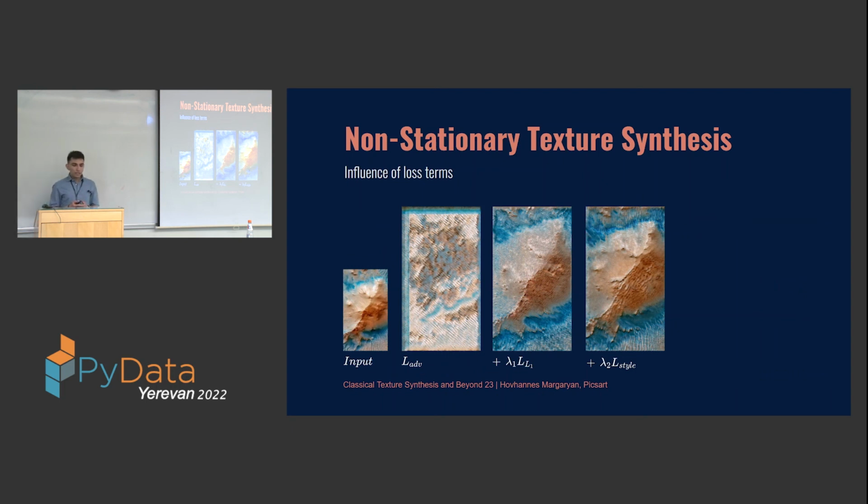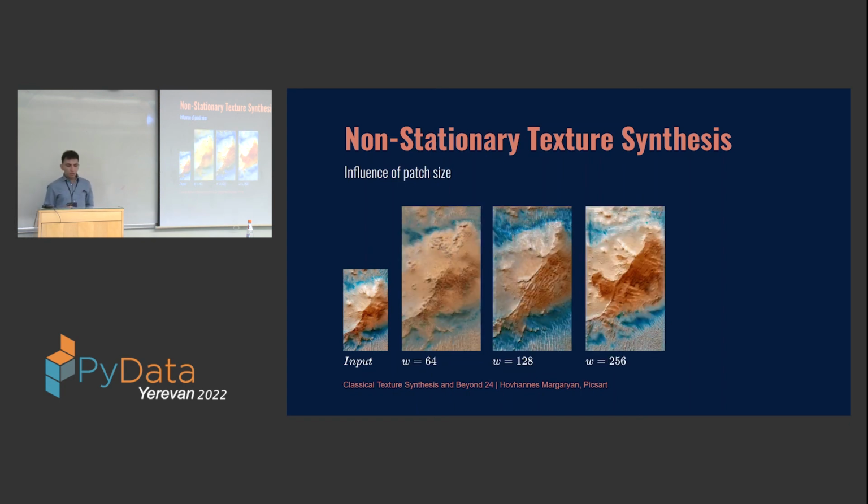Let's now see the influence of each loss term on the output textures. So we begin with the adversarial loss, and we can notice that only the general structure has been captured, while as we add the L1 and the style losses, the visual quality of the output texture improves and more color and details are added to the output texture.